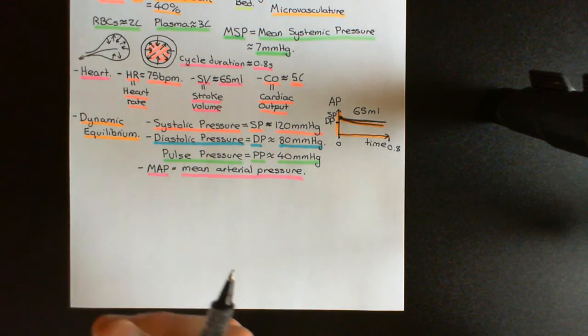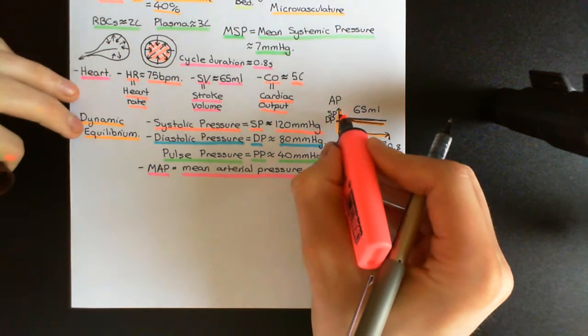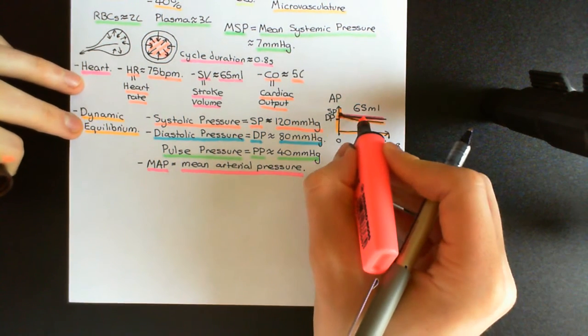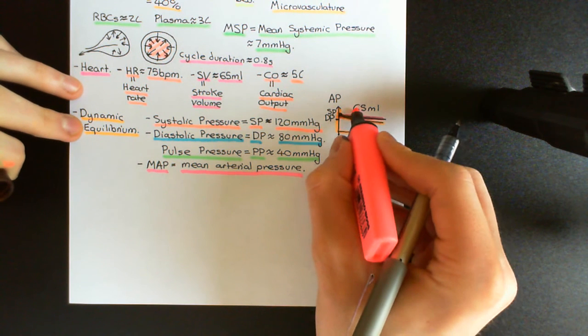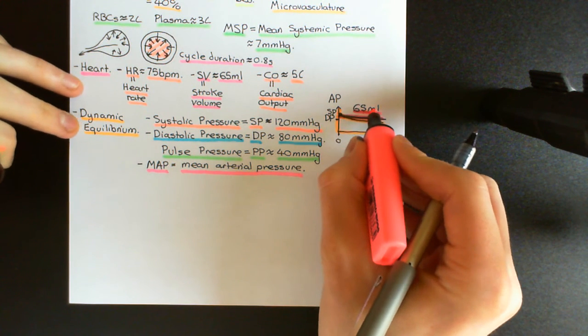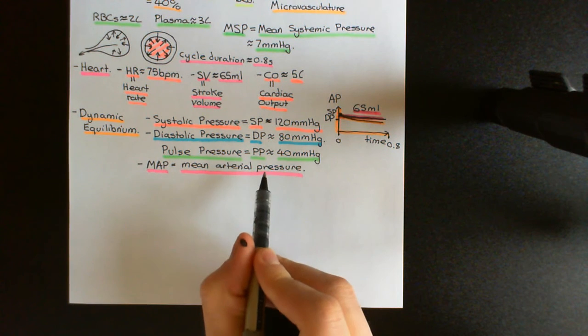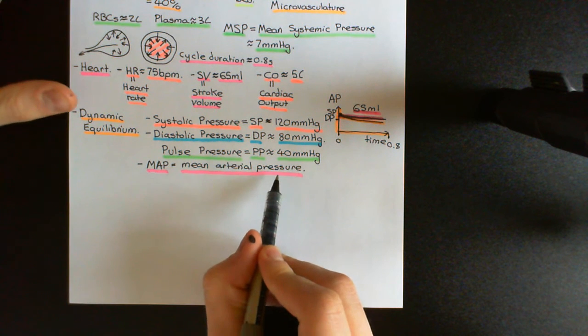If we wanted to simplify it down and have a constant pressure in the arterial system all the time, a straight line graph here, what pressure would we have to have in order to get the same amount of blood flowing from the arterial system to the venous system? That is the concept of the mean arterial pressure here.